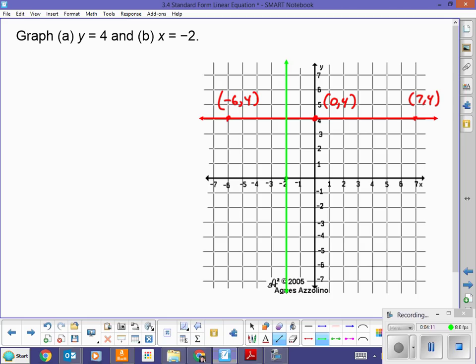Hopefully you'll remember that when it comes to tests, because when you come across these problems, they're really easy. You just have to remember which one is which. So hopefully you come up with a system that helps you remember which one is which. It goes through that axis. Okay, let's move on.